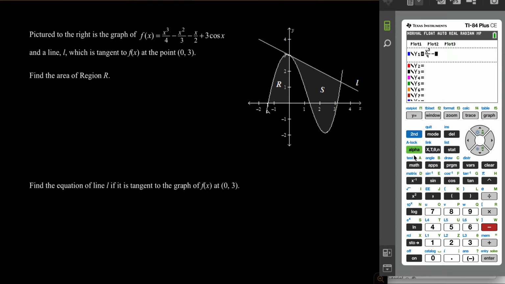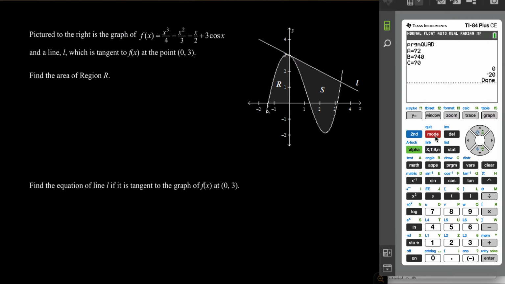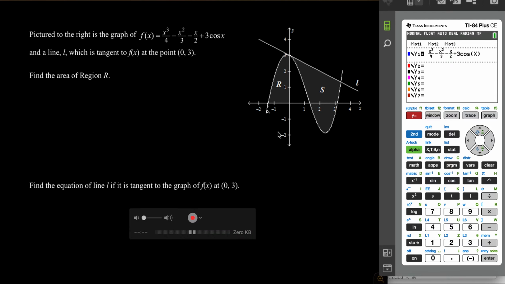Minus, we'll do alpha, x squared over 3. So I've got x to the third over 4 minus x squared over 3 minus x over 2 plus 3 cosine of x. Let me make sure I'm in the proper mode here. We want to be in radians, which we are. So there's our y1.